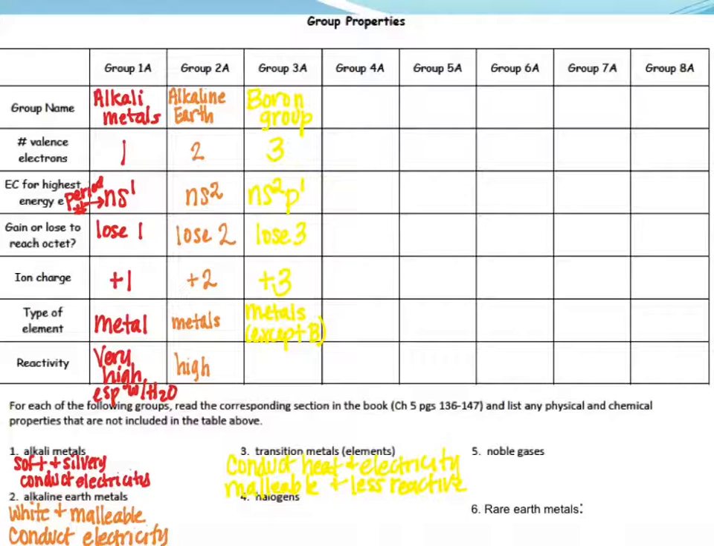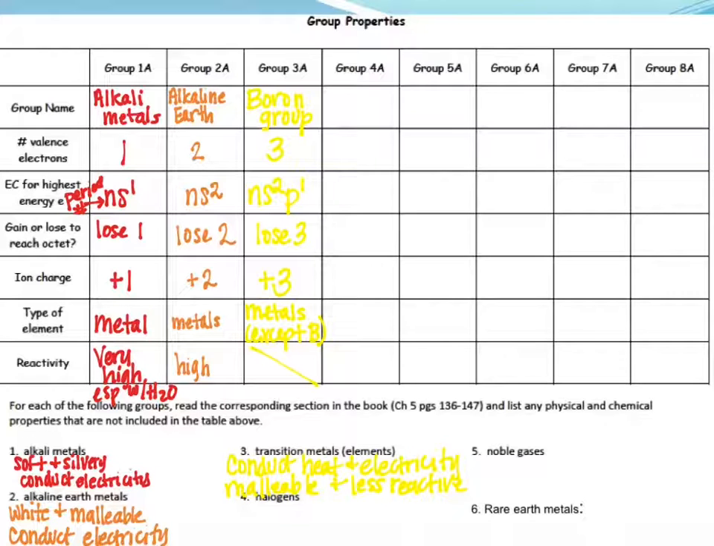Reactivity, they're not really reactive, so I'm just going to put a line there. Can we just put non-reactive? I don't want to say they're non-reactive. They'll react, but they're less reactive than the other ones. Why'd you put a line through it? Because they're less reactive than the other ones. They're reactive, but not real reactive. You could put less reactive than the other metals, except for boron. Could you put low? You can put low. If you've got to put something there, you can put low.